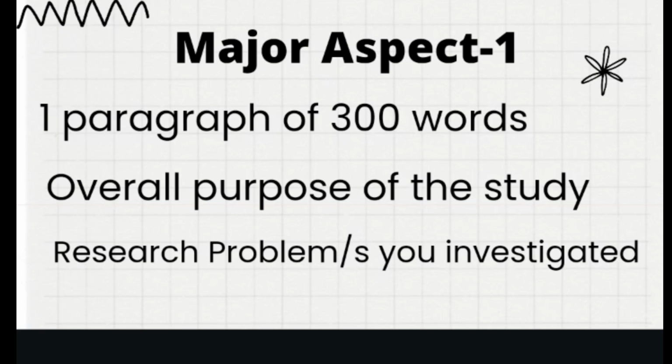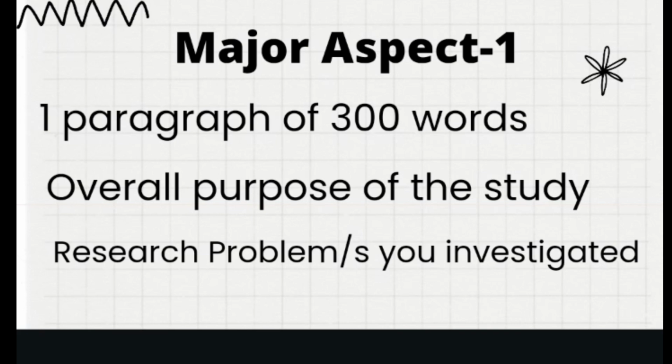Firstly, one paragraph of 300 words. Keep in mind that you need to write one paragraph that contains 300 words. There would not be two or three paragraphs. It would be one page and one paragraph, and the total word count of the abstract should be 300 or less, not more than 300. Keep in mind that this is compulsory for a one page abstract.